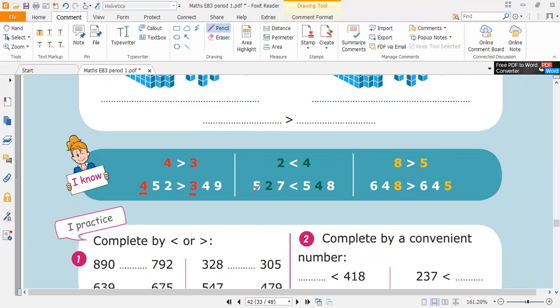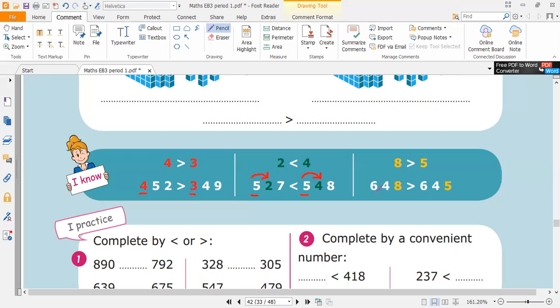527, the next one, 548. I look at the hundreds first. I have the same hundreds, 5, 5. What should I do? I go to the tens. I have the same hundreds, so I go to the tens. 2 is smaller than 4, so I open the mouth to the 4.